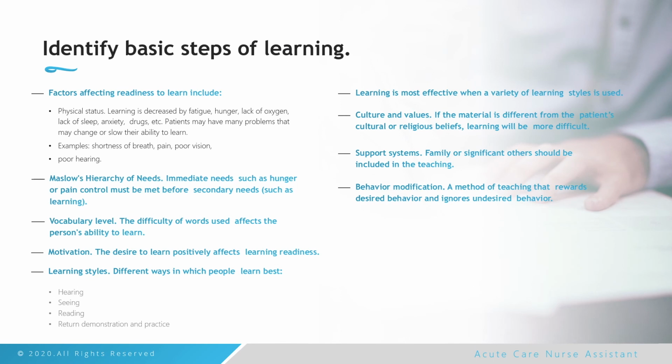Motivation: the desire to learn positively affects learning readiness. Learning styles: different ways in which people learn best. Hearing, seeing, reading, return demonstration, and practice. Learning is most effective when a variety of learning styles is used. Culture and values: if the material is different from the patient's culture or religious beliefs, learning will be more difficult. Support systems: family or significant others should be included in the teaching. Behavior modification: a method of teaching that rewards desired behavior and ignores undesired behavior.